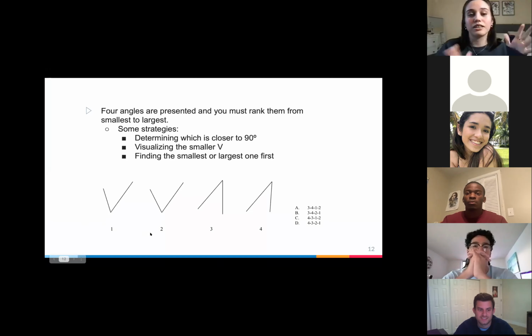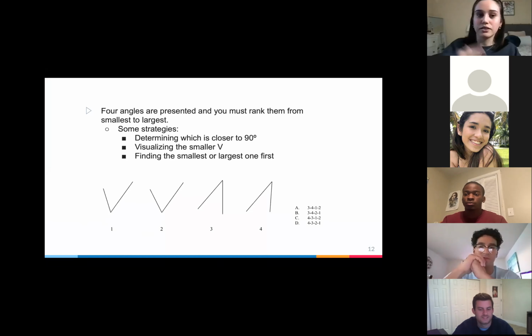So pretty much what it is, you have 4 angles, and you have to figure out which one is the smallest and which one is the largest, kind of random from smallest to largest.